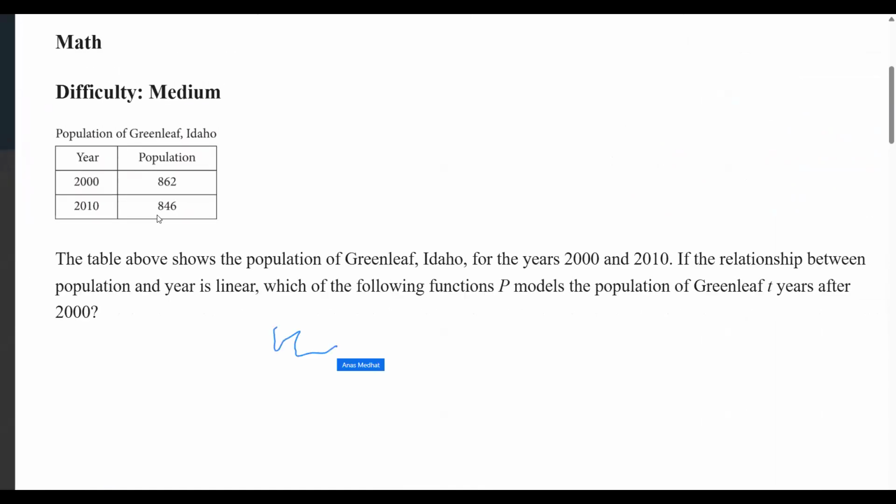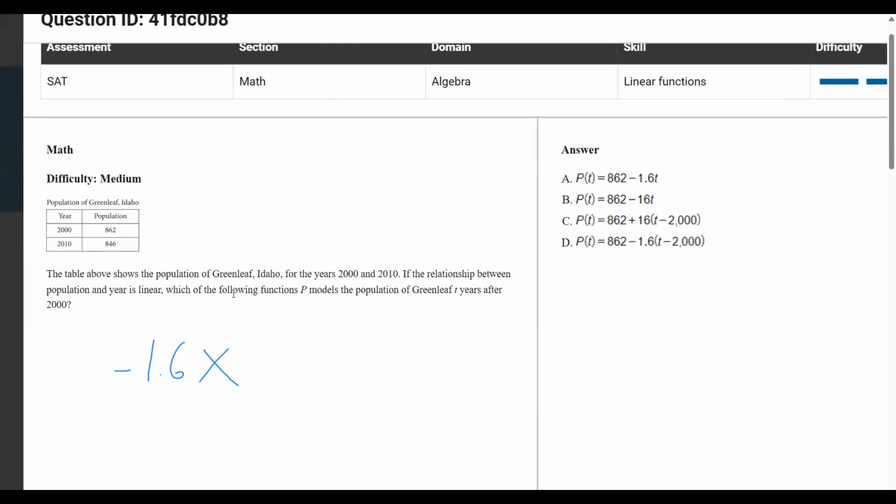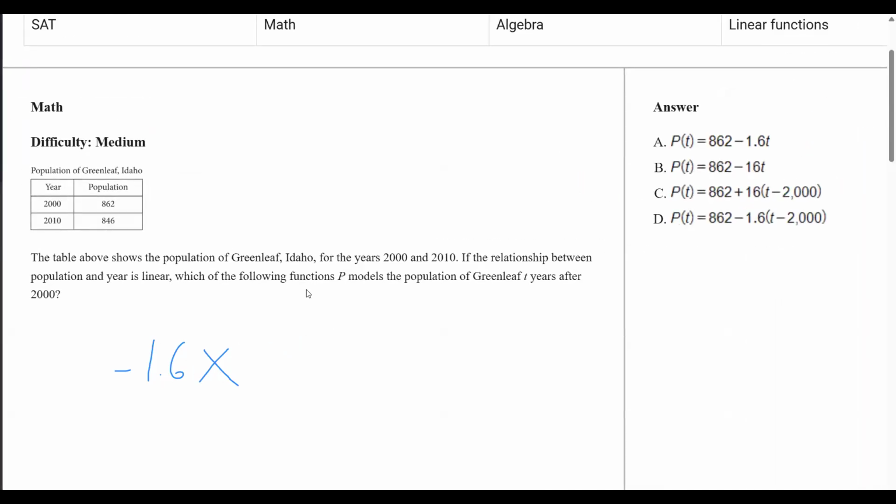The slope, we said, will be this minus this over this minus this. It will be 846 minus 862, which is minus 16 over 10. Should be minus 1.6 for the slope, plus the initial here, which is 862.